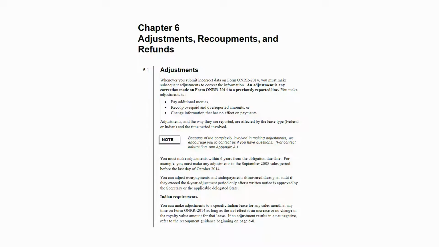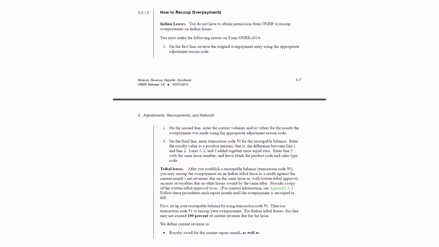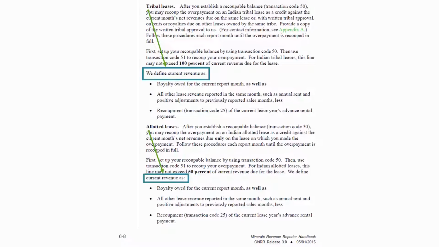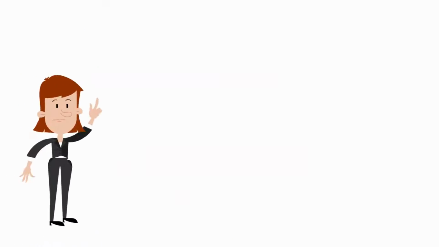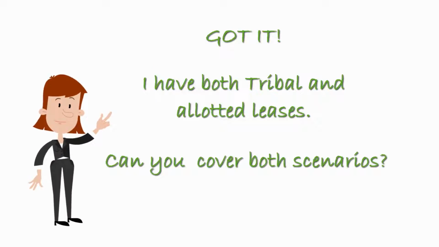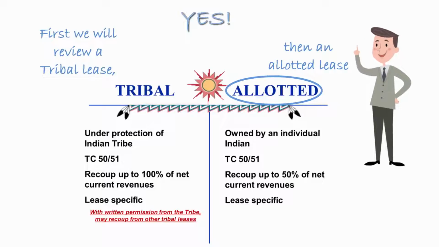Look in Chapter 6, then scroll to Section 6.2.1.2, pages 6 through 8. Got it. I have both tribal and allotted leases. Can you cover both scenarios? Yes. First, we will review a tribal lease, then an allotted lease.